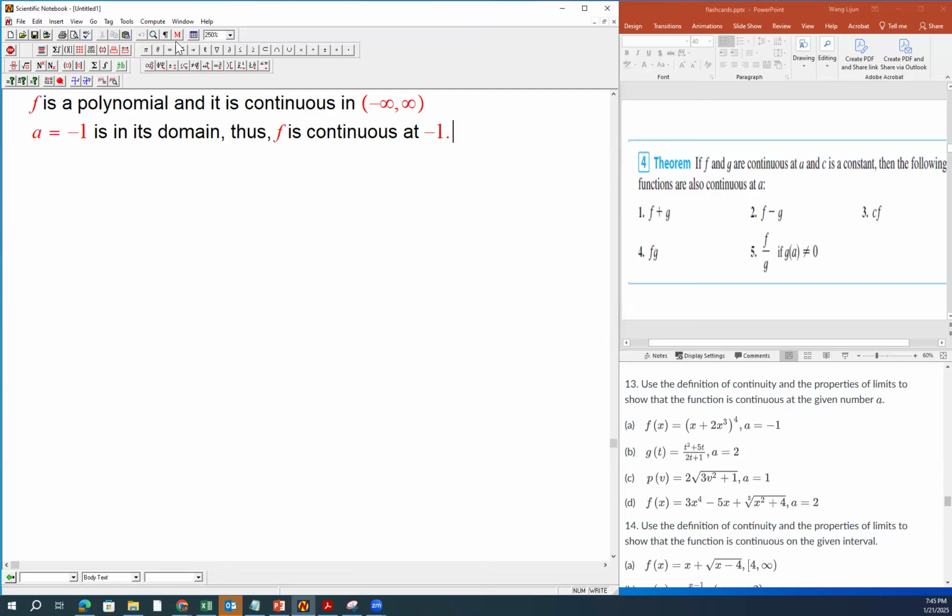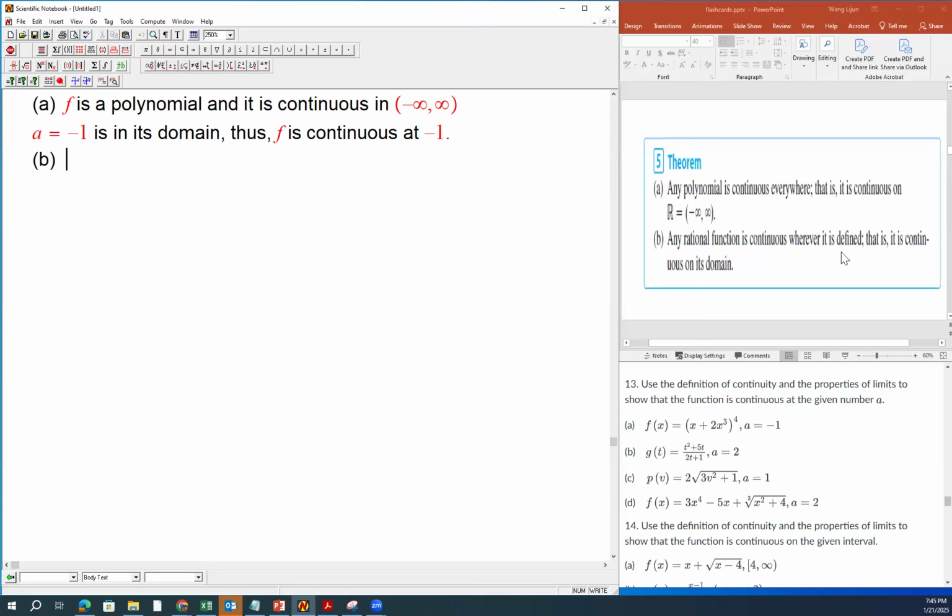Okay? How about B? So we just said A. How about B? B is a rational function. What do we know about rational functions? A rational function is continuous wherever it is defined. We just have to know that B is defined at 2. That's all we have to do.